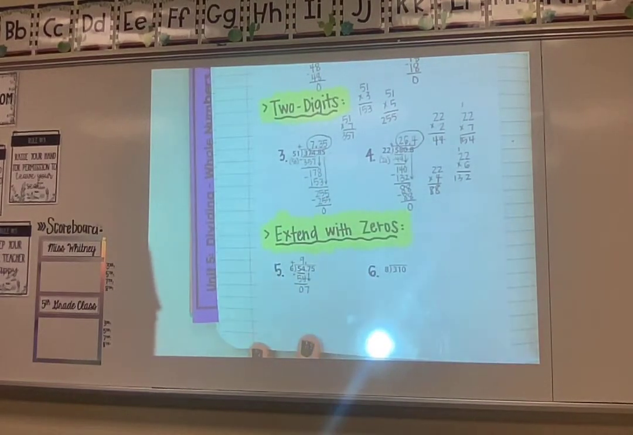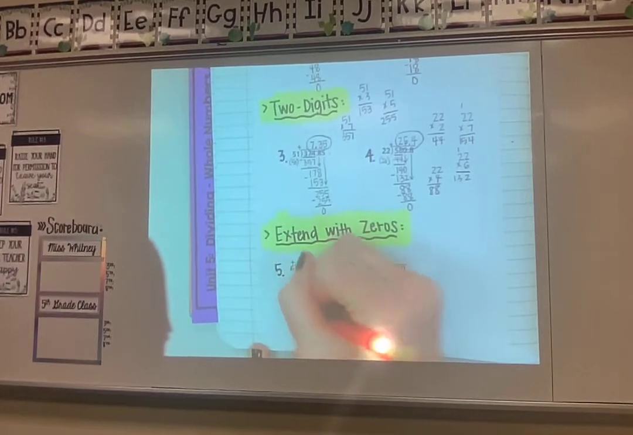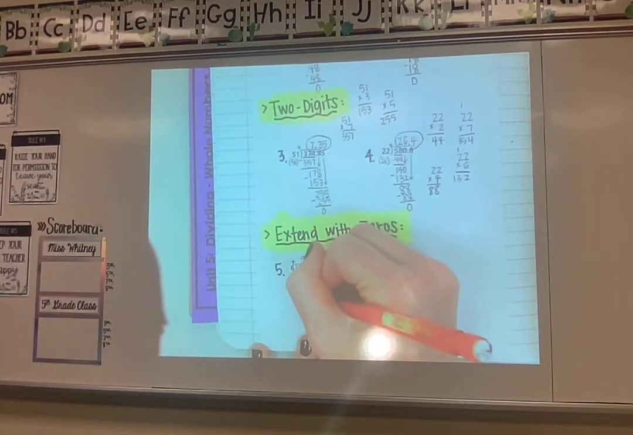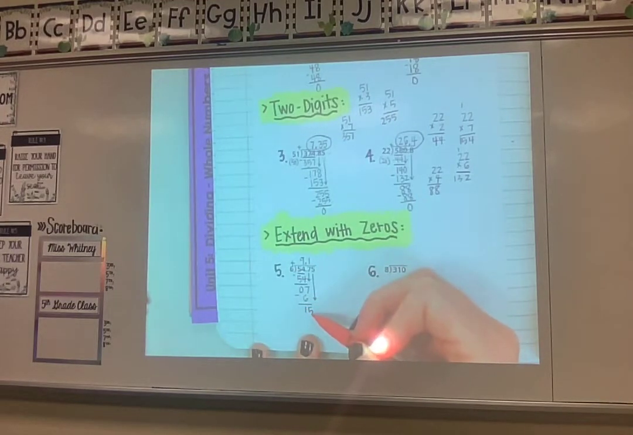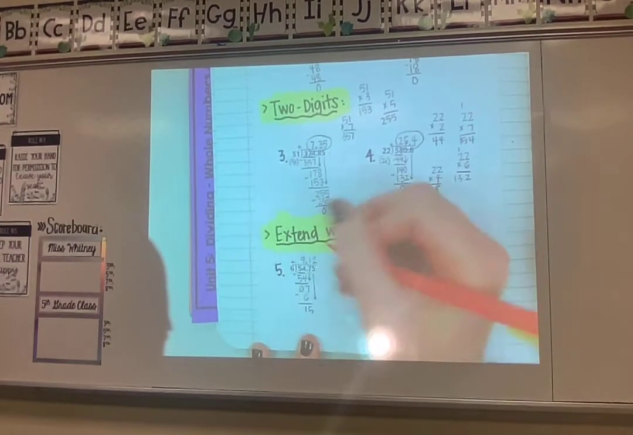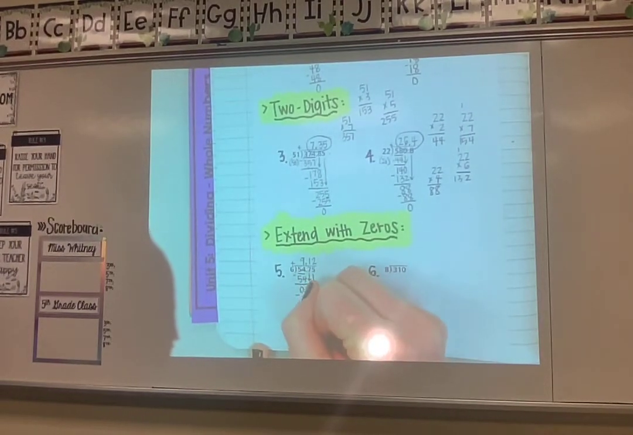Then go again. How many 6's will go into 7? That would be a 1. Minus 6, 1. Bring down my 5. Go again. How many 6's would go into 15? That would be a 2. 6 times 2 is 12. When I subtract, I get a 3.